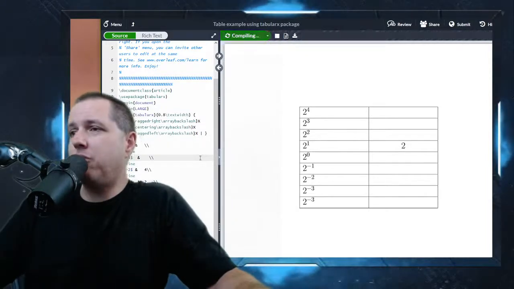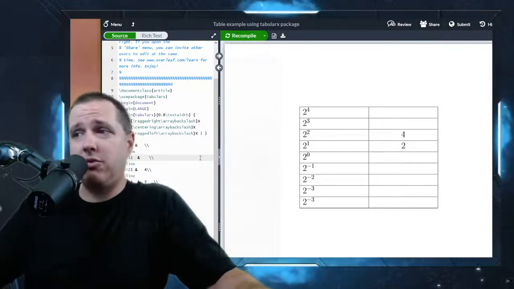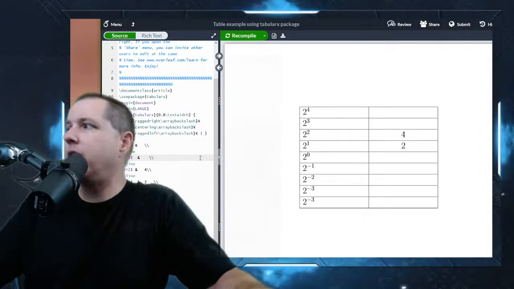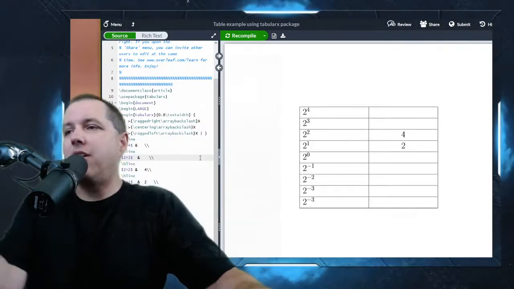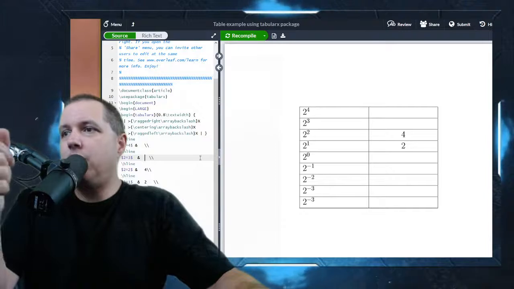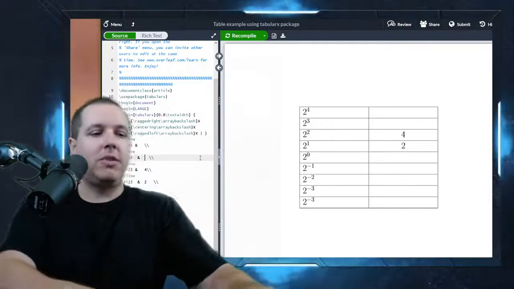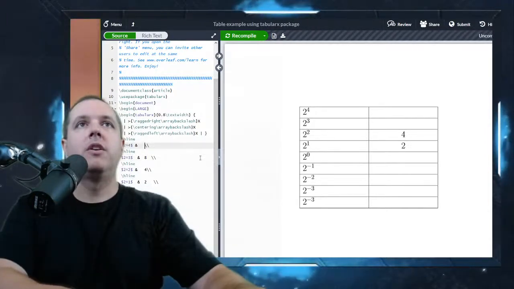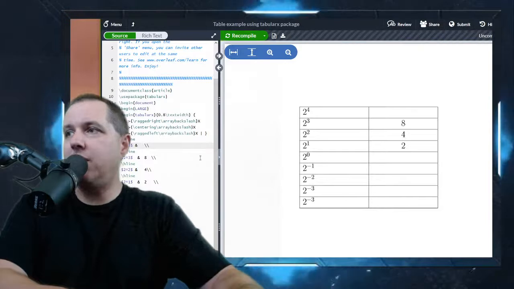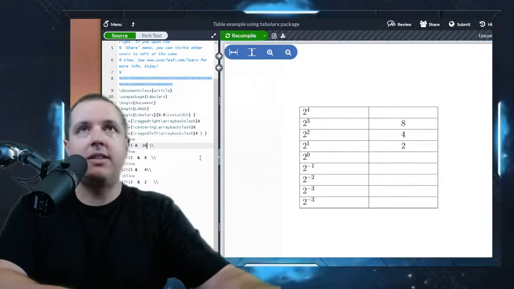2 cubed, does everyone know where 2 cubed is? This is where I start seeing some students know it, some students kind of forget, but it's not hard to calculate. 2 cubed is 2 times 2 times 2. So 2 times 2 is 4, times 2 is 8. So 2 cubed is 8. 2 to the 4th then, by the same reasoning, we'd multiply by 2 again, 16.